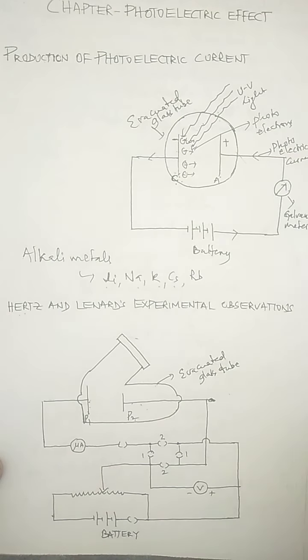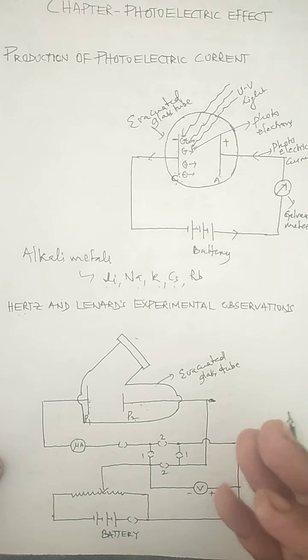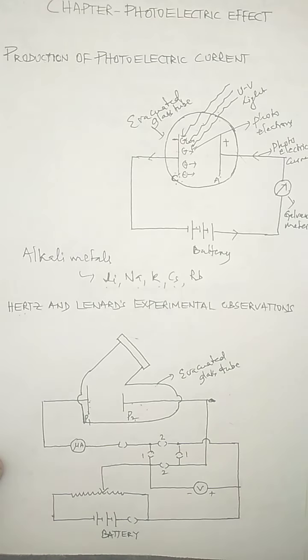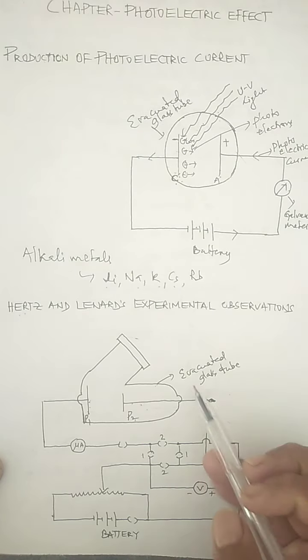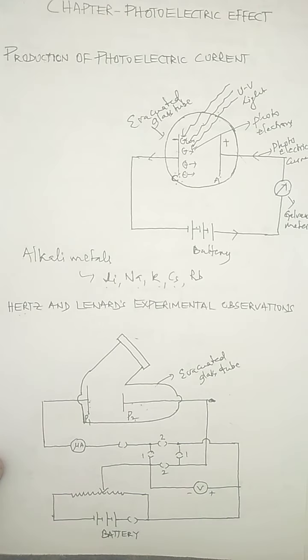As I said, the evacuated glass tube is also a vacuum tube. That means it should not contain any air molecules inside, because when electrons are emitted from the plates, they move with very high speed and high kinetic energy. If there are air molecules, then these electrons can ionize the gas, and due to that some heating problem and some collision will take place. So in that case we always have to take this tube as an evacuated glass tube.